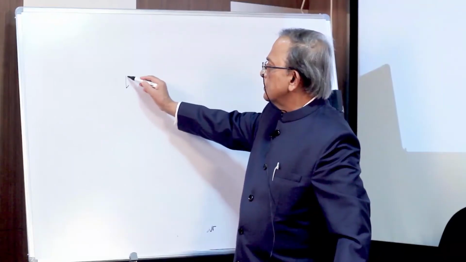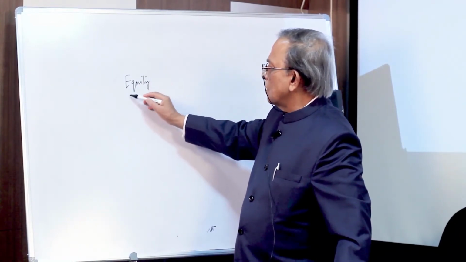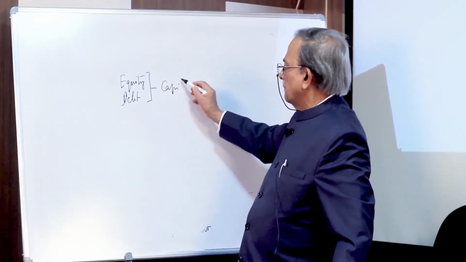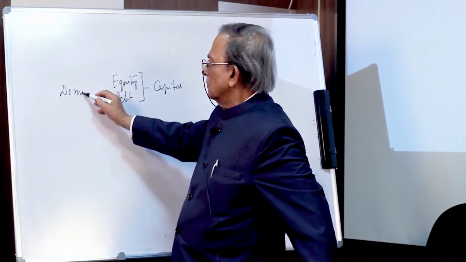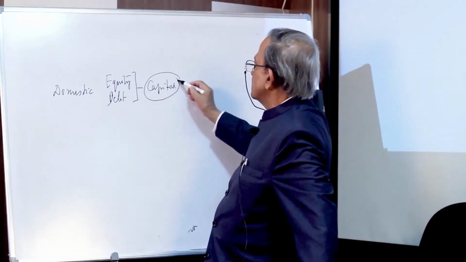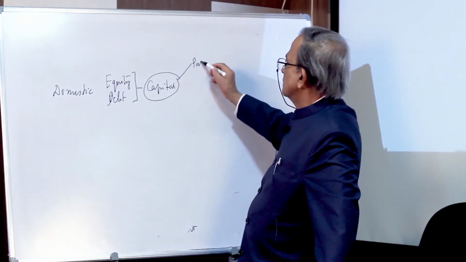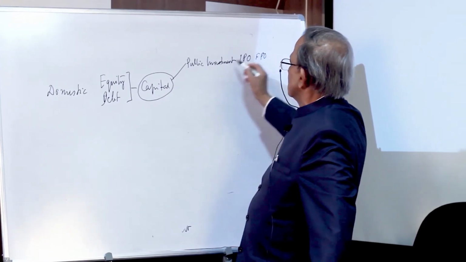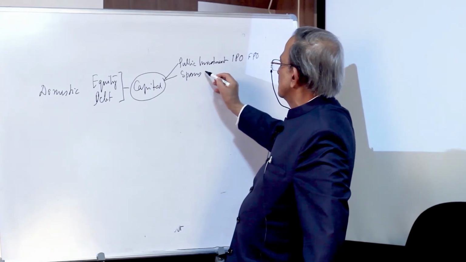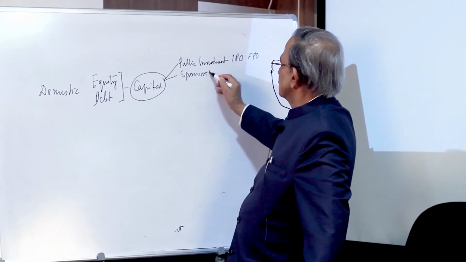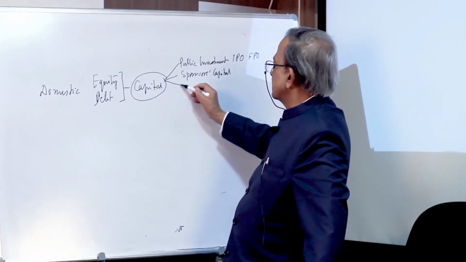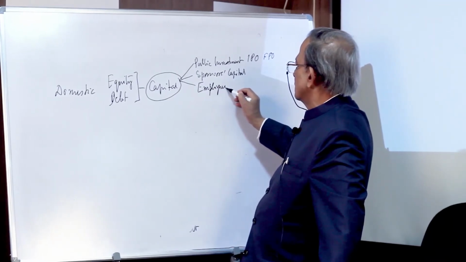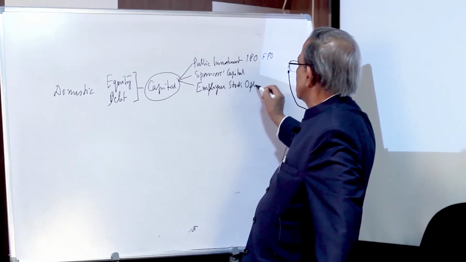Domestic investment may be equity based, it may be debt based. This is our capital, domestic capital. A company is domestic, this is domestic capital. It is comprised of public investment, called IPOs or FPOs, sponsors capital, then employee stock options.